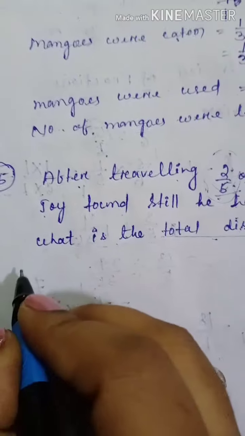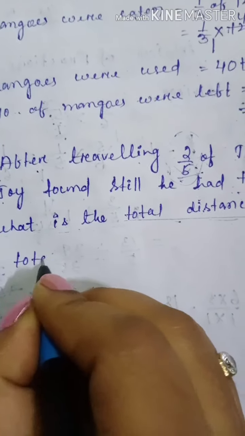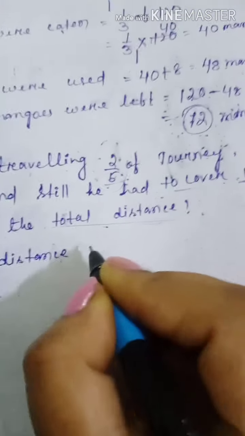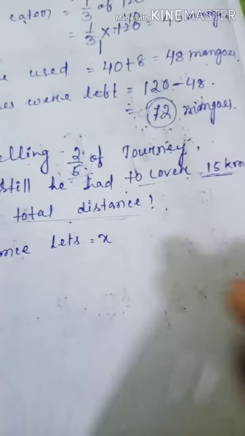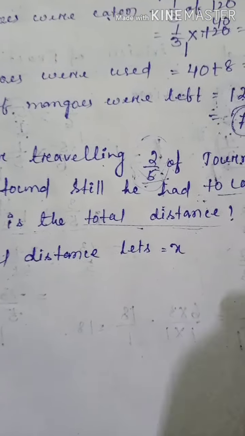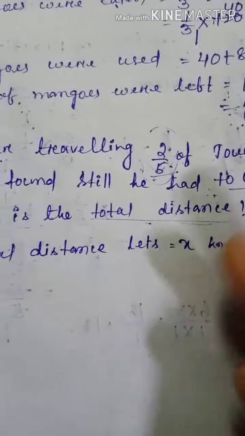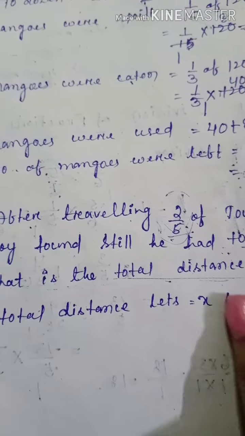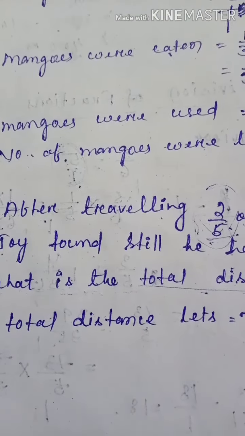So let's take in this case the total distance x, it is x kilometer. We don't know its value, so we have to take a variable, that is x. Its value is not given, but we have taken it as x.